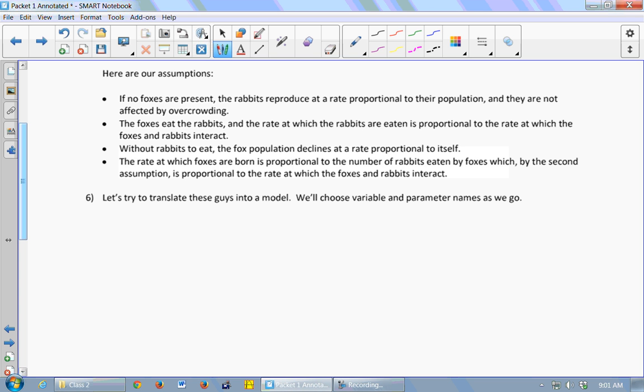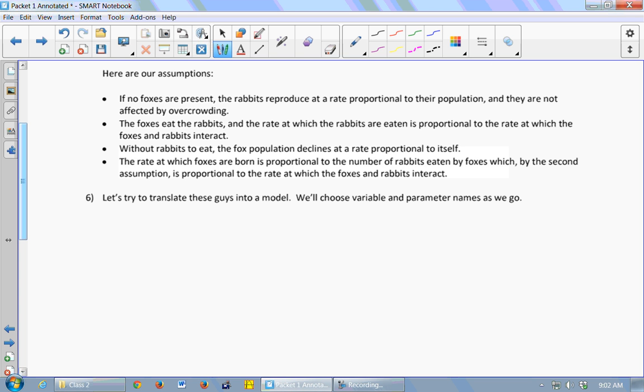The foxes eat the rabbits, and the rate at which the rabbits are eaten is proportional to the rate at which the foxes and rabbits interact. So we need to know how often they see each other to figure out how often the rabbits get eaten. Without rabbits to eat, the fox population declines at a rate proportional to itself. So that's almost the Malthusian model, except instead of growing at a rate proportional to itself, it declines at a rate proportional to itself because it has no food.